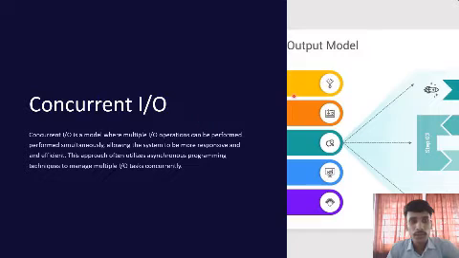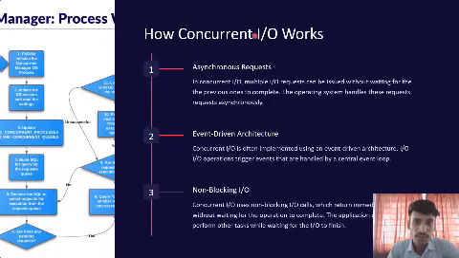Concurrent I/O. Concurrent I/O is a model where multiple I/O operations can be performed simultaneously, allowing the system to be more responsive and efficient. This approach often utilizes asynchronous programming techniques to manage multiple I/O tasks concurrently. How concurrent I/O works? Asynchronous request: in concurrent I/O, multiple I/O requests can be issued without waiting for previous ones to complete.